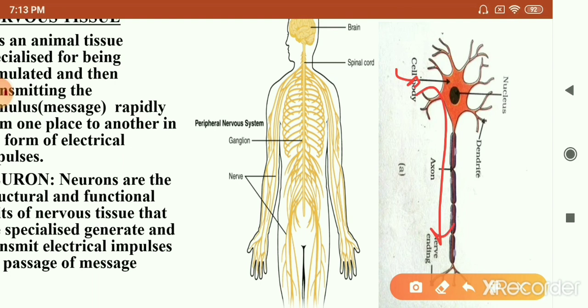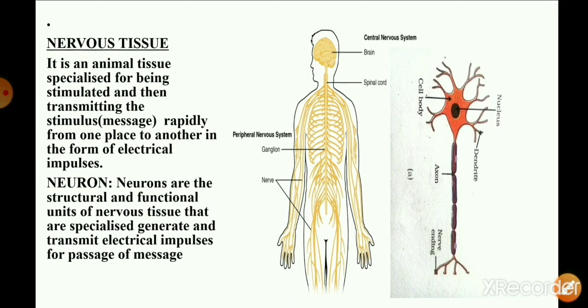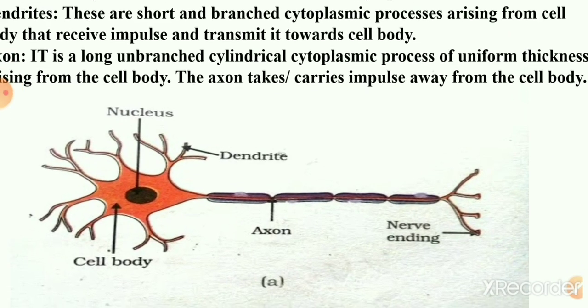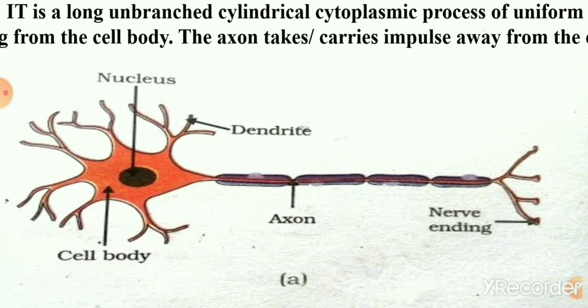You have learned in the beginning of the first chapter that the neurons are the longest cells of our body. So very quickly, in a fraction of a second, in the form of electric impulse, the message is taken to different parts of the body. Now let us study the structure of a neuron.